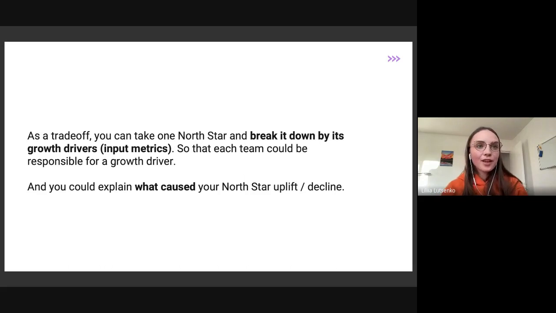So the idea, when you take a North Star metric, for example, depth of user engagement for our content for people between 16 and 18, you can break it down by input metrics and make each team responsible for a separate driver to drive your North Star together as a company.